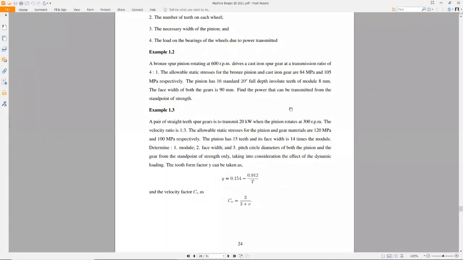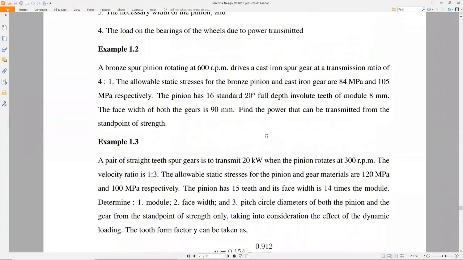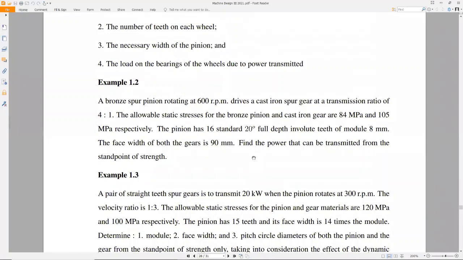So in the handout, we have, can you see it? Example 1.2.